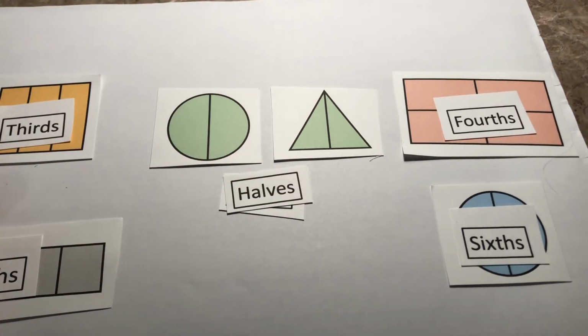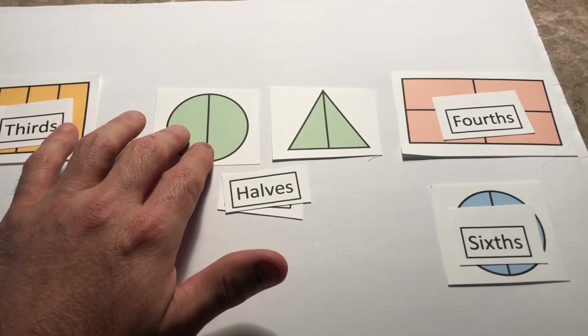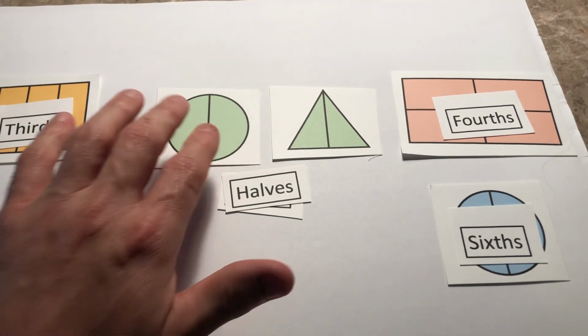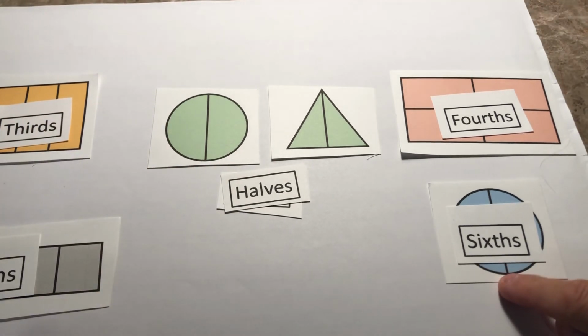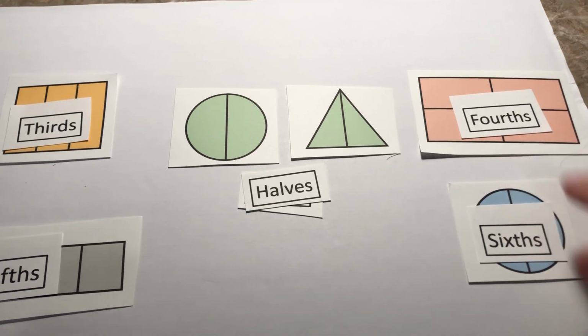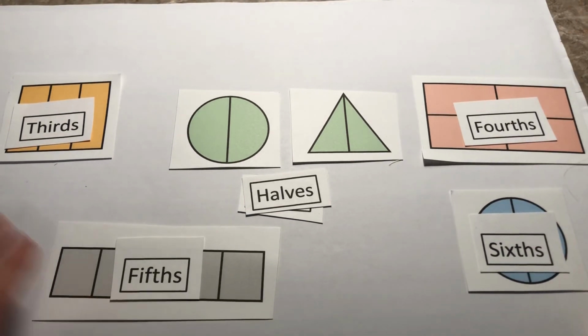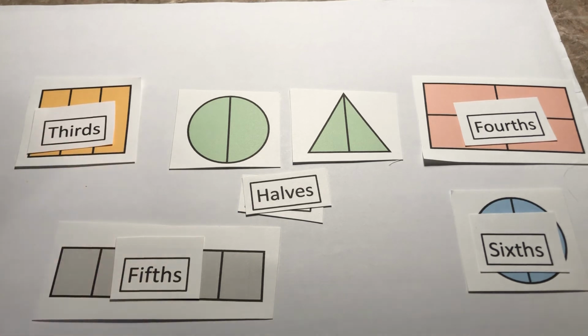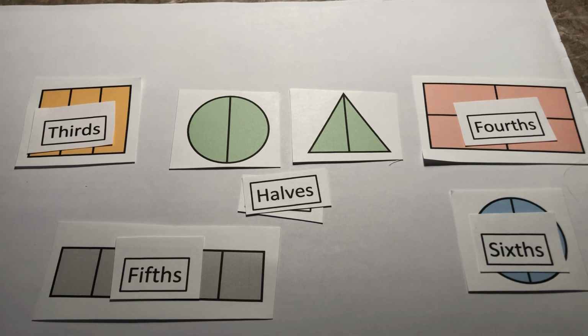And so again, you always want to refer to it as this is a whole cut into halves. This is a whole cut into sixths. This is a whole cut into fourths. This is a whole cut into fifths. This is a whole cut into thirds. So one of their first experiences with a fraction is actually within the context of one whole. And then, when we're teaching them all about a whole, and the whole is partitioned into these equal parts, we'll start to worry about the fractions that are less than one.